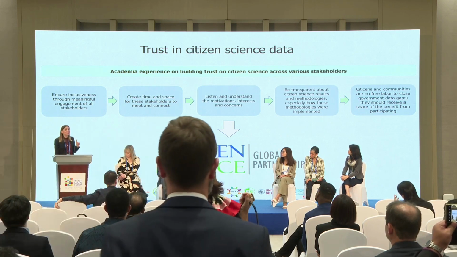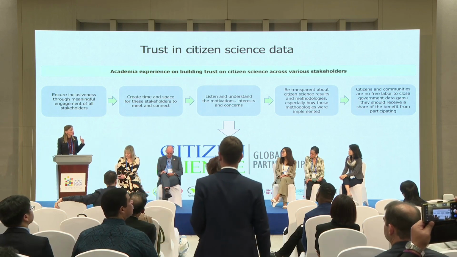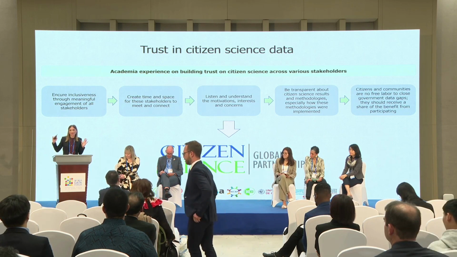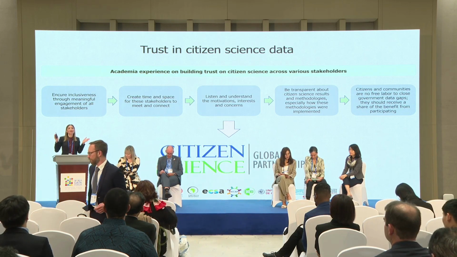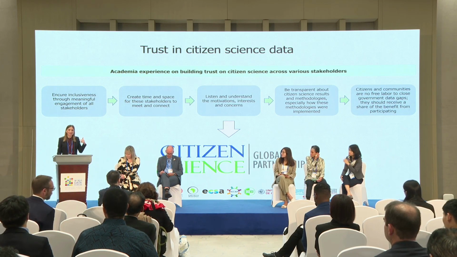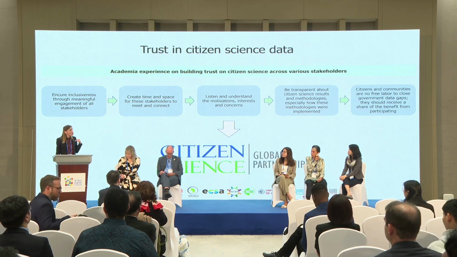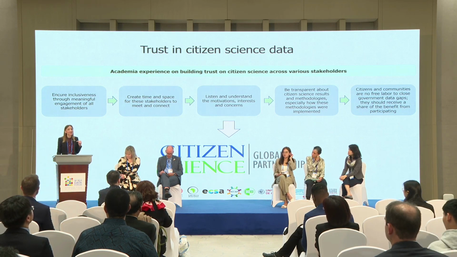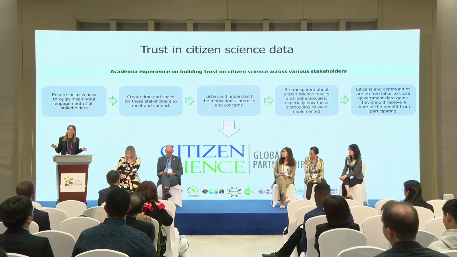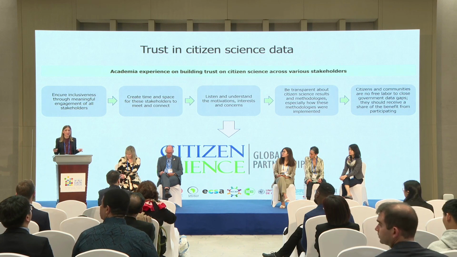And one of the most important things is the ethics. When we talk about trust in citizen science data, we're always looking at it from a data quality perspective, whether we can build trust among government agencies or policymakers. But we're never looking at it from a citizen perspective. Citizens and communities are not free labor. They are not there to close government data gaps. This is not the main concern. So we really always need to keep that in mind, and they should receive a shared benefit from participating in these activities. And this could be in the form of achieving change that they want in their own communities.